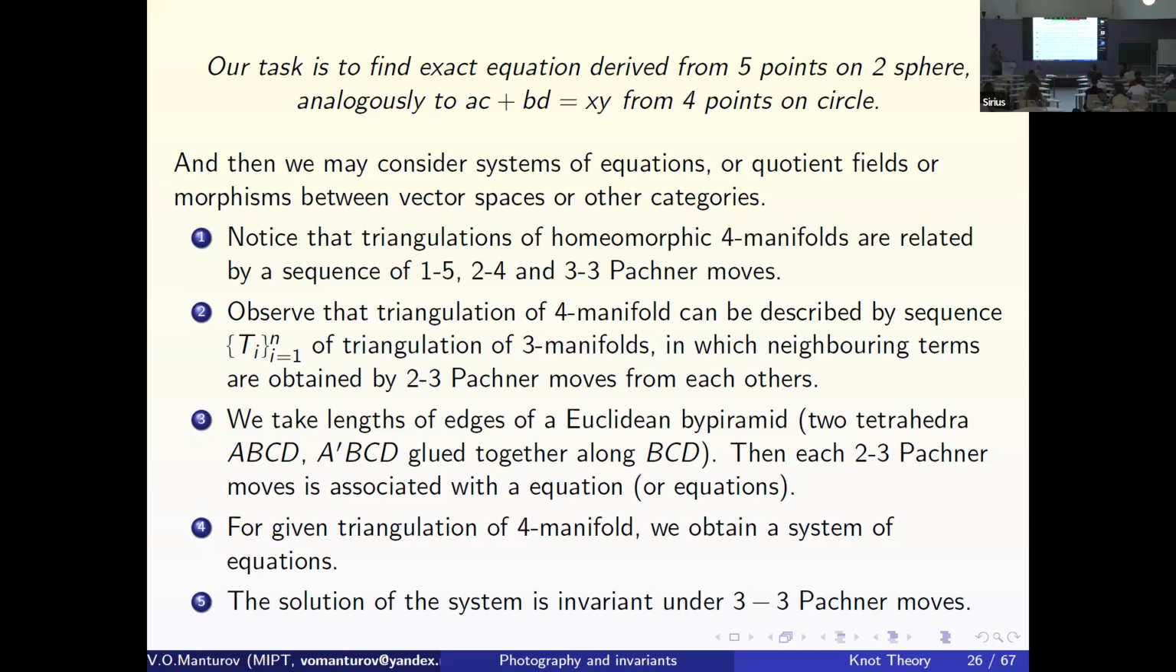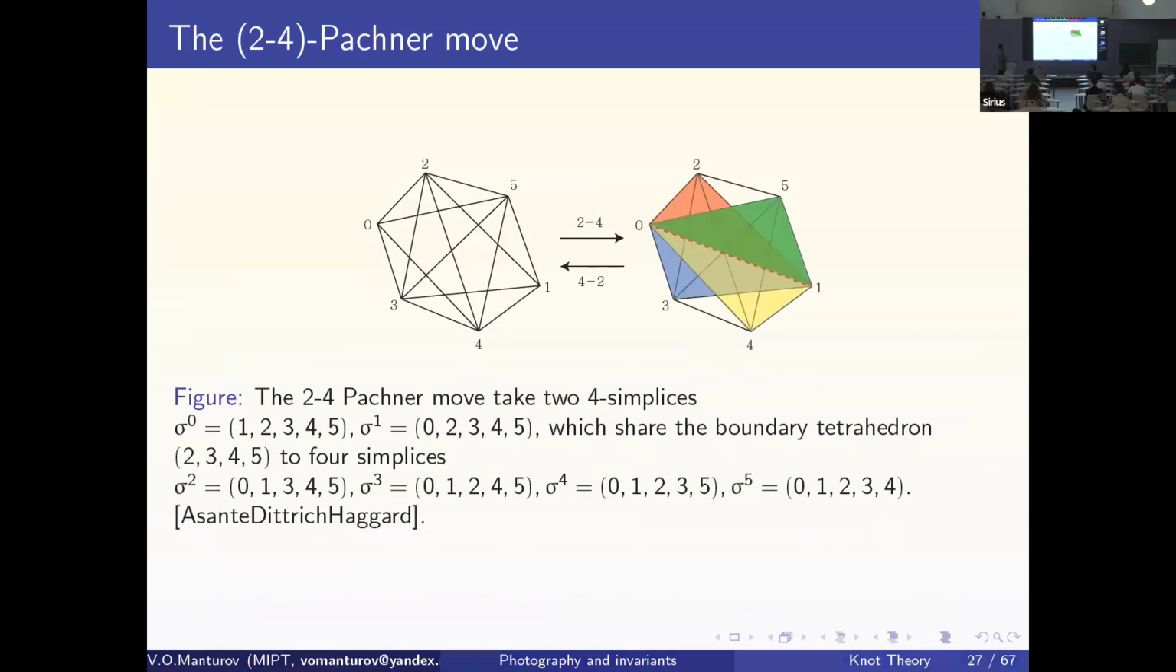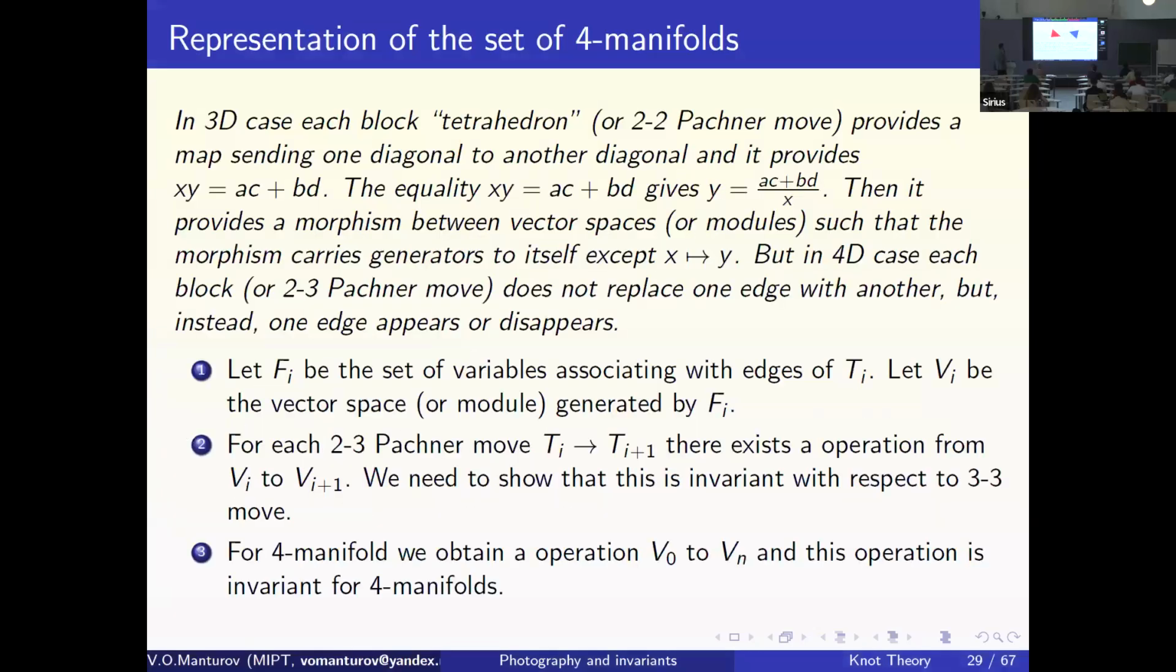The only thing is that for 1-5, one should take more care. And actually, here is some 3-3 Pachner move. So we have, say, data for, well, pentachora. Well, I don't want to go into the detail because I have lots of slides. And so in the 3D case, we had those Pachner moves.